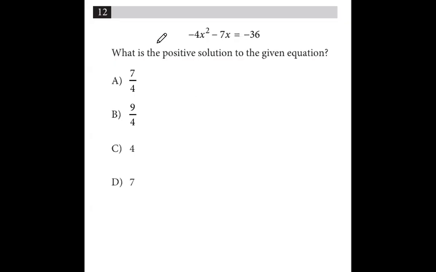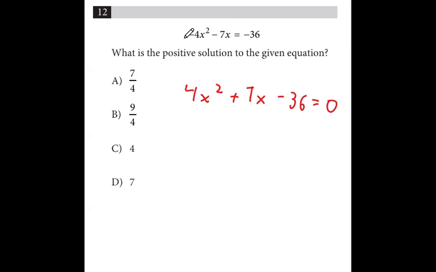Okay, so question 12. What is the positive solution to the given equation? You could try graphing this, but I'm going to try to solve this by hand. The first thing we would do is add 4x squared minus 7x to the right side of the equation. That would get us 4x squared plus 7x, and then we still have the minus 36 equals 0.